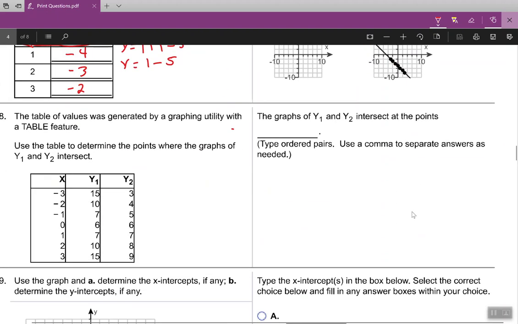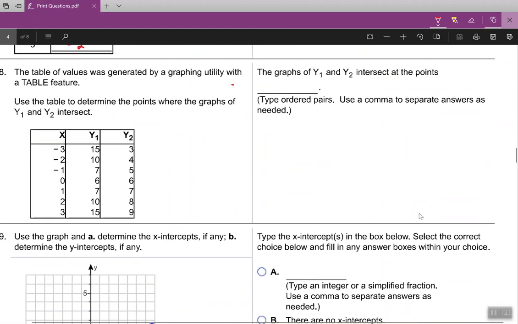Okay, let's take a look at this one. It says the table of values was generated by a graphing utility with the table feature. Now it wants us to determine the points where the graphs of y1 and y2 intersect. That means where does y1 and y2 have the same value? Well, we look at when x is -3. These values are different, so we know it's not there. Here, look at when x is -2, the 10 and the 4, the results are different.